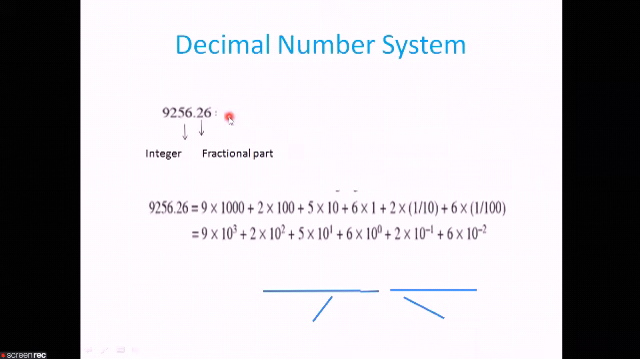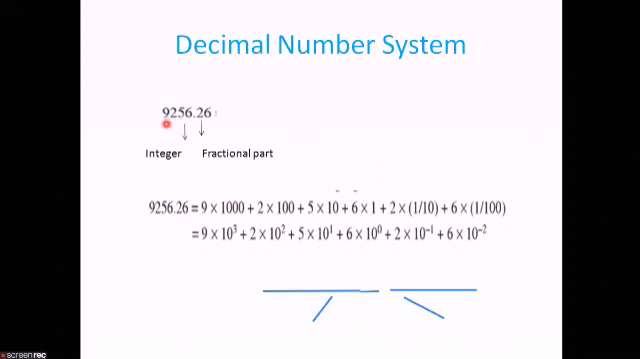Now suppose this number is 9256.26. The left-hand side of the point is the integer part, and the right-hand side is the fractional part. Now how to represent this one? We can represent it like this. The positional unit, or the weight, is 10 to the power of 0, and it goes 0, 1, 2 and 3.